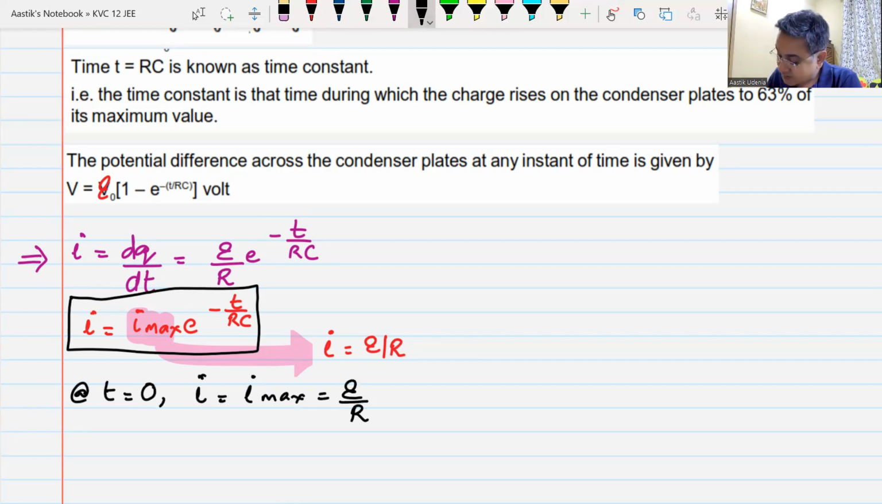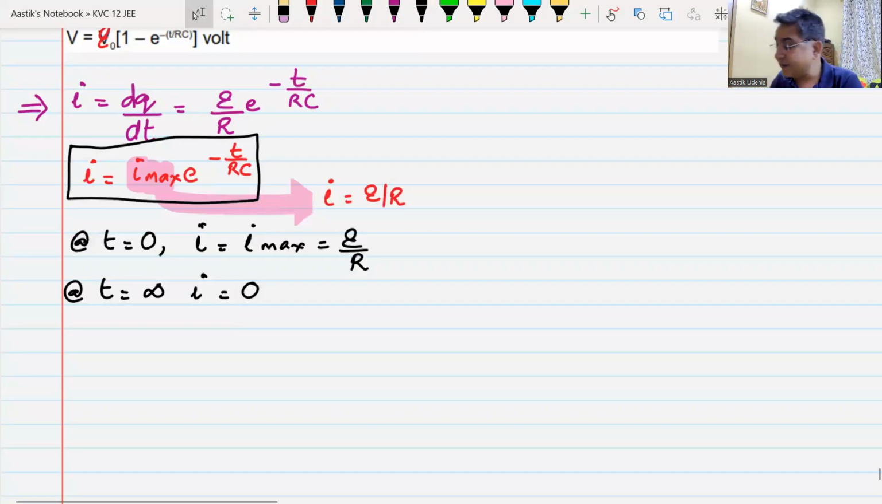At time t is equal to infinity, that means after a long time when the capacitor has reached its steady state, I becomes equal to 0. That means there is no flow of current when the capacitor becomes fully charged, and that is a very important result, that as the capacitor becomes fully charged, the current in the circuit becomes 0. There is no flow of current when the capacitor is charged. A very important result.